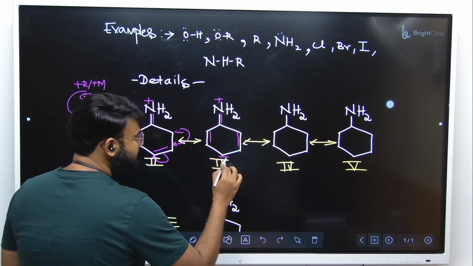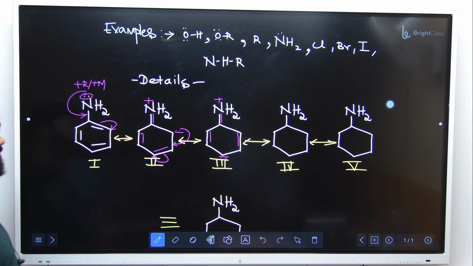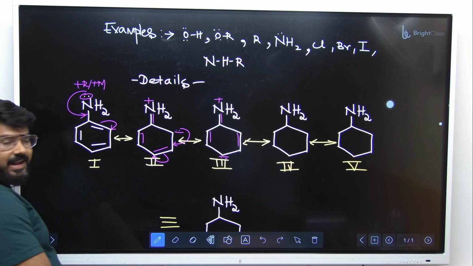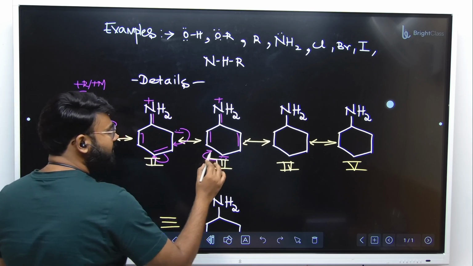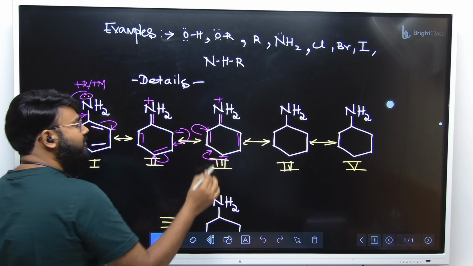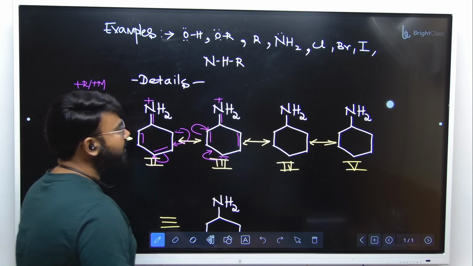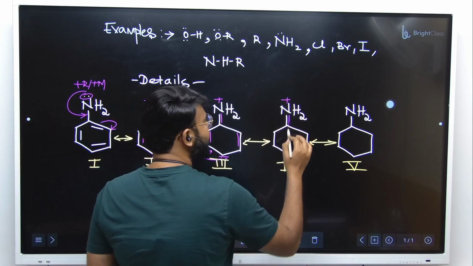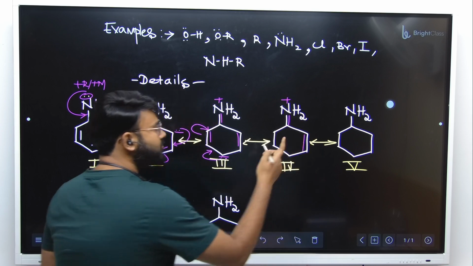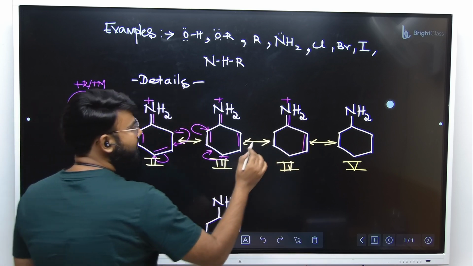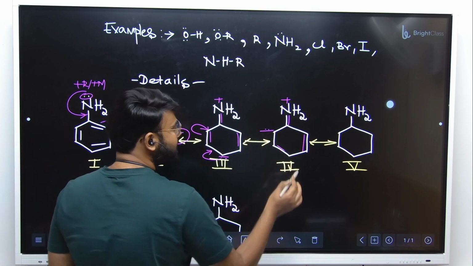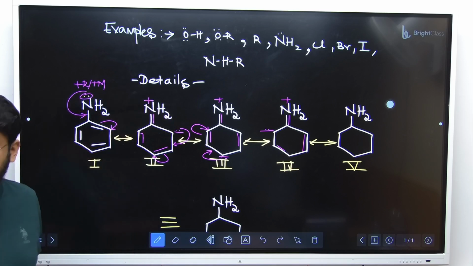Now what will happen? This lone pair will go to the next position. This pi electron will go here. So what will happen now? First you write where nothing has happened. So these two are as it is. Now what happened? The lone pair will shift here and the pi electron will be here, double bond, right?